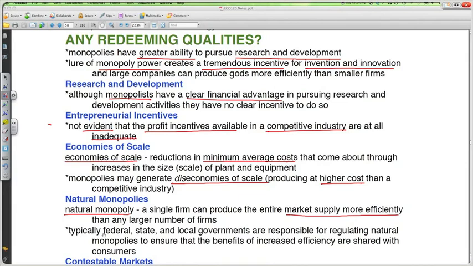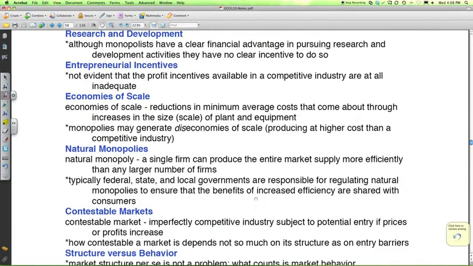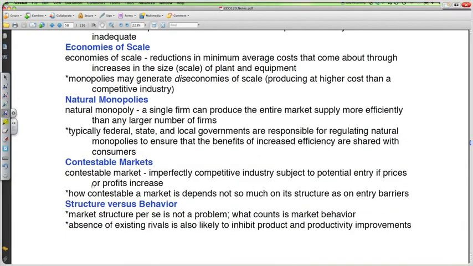And so a lot of times we'll have federal, state, and local governments regulating natural monopolies. So they regulate the power companies and tell them what prices they're allowed to charge. Lastly, for the contestable markets, when we have imperfect competitive industries, so we have monopolistic competition, oligopolies, duopolies, monopolies, they are subject to potential entry if the barriers go away, but unless these entry barriers go away, we will not have a contestable market.